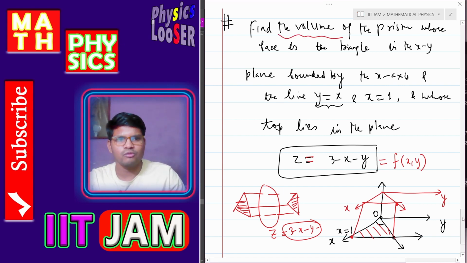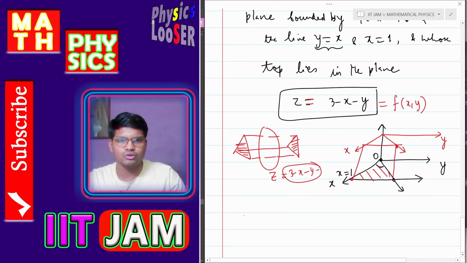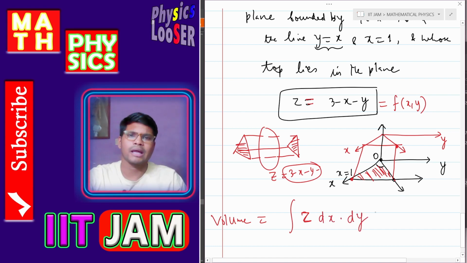So they have said find the volume. In order to find the volume, what you are required to do is use the integral over these bounding curves that are presented over here. If you want to find the volume of this region, what is implied is z dx dy. Just like in one dimension, when you try to find the area under the curve, what is implied? It implies f of x times dx. It will give you the area under the curve.